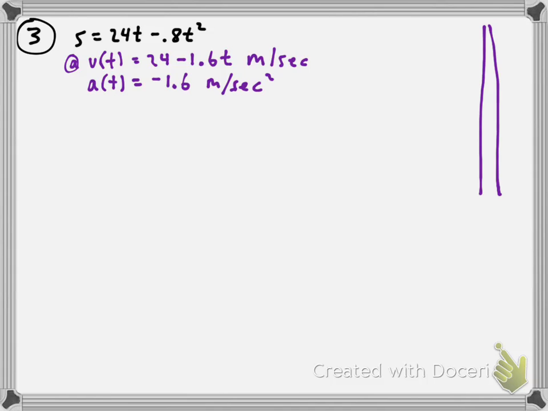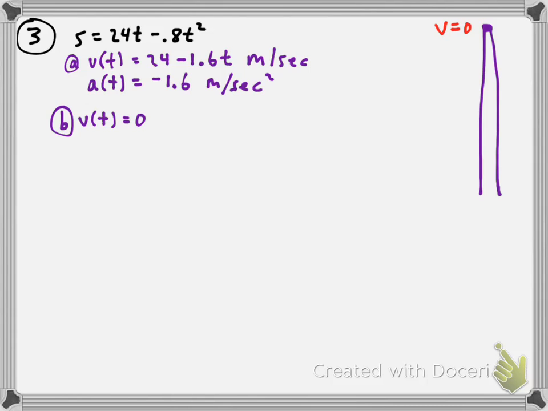Part B, how high did the rock go? Well, we know that at the very top, at the maximum height, that's where the velocity is equal to 0. And that's the only thing we really know. We don't know how long it takes for the velocity to equal 0, and that's how we find this for part B. We want to set the velocity equal to 0, because that will tell us at what time it reaches its maximum height.